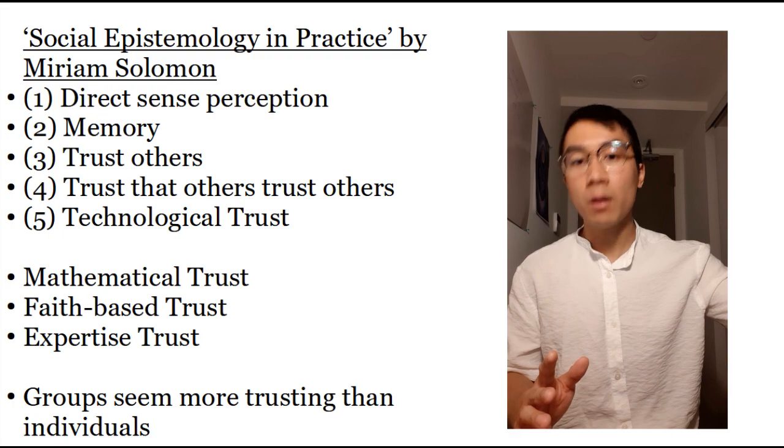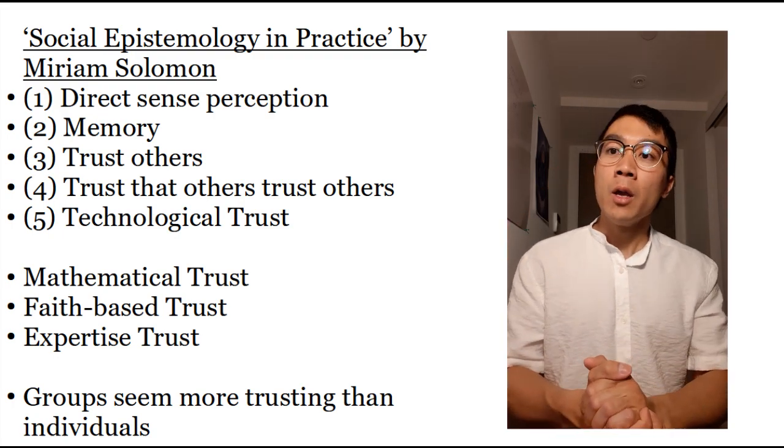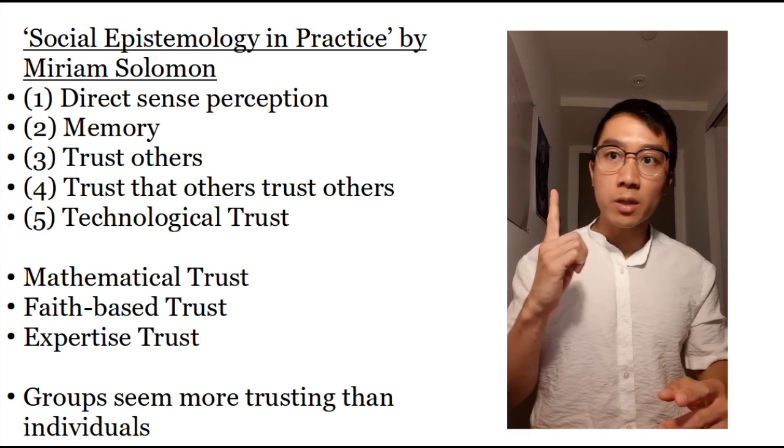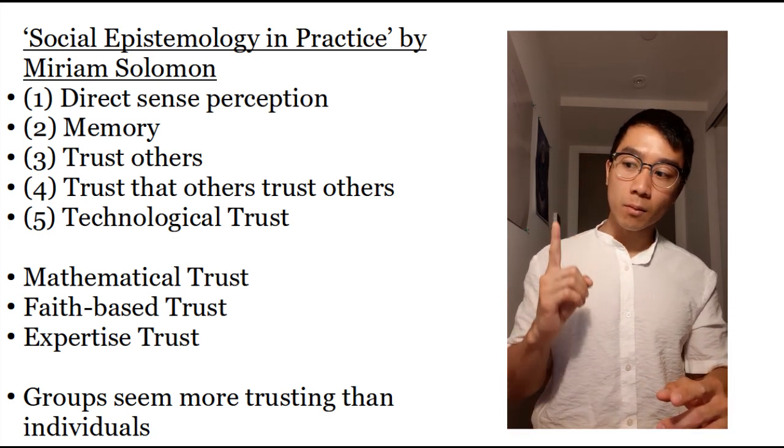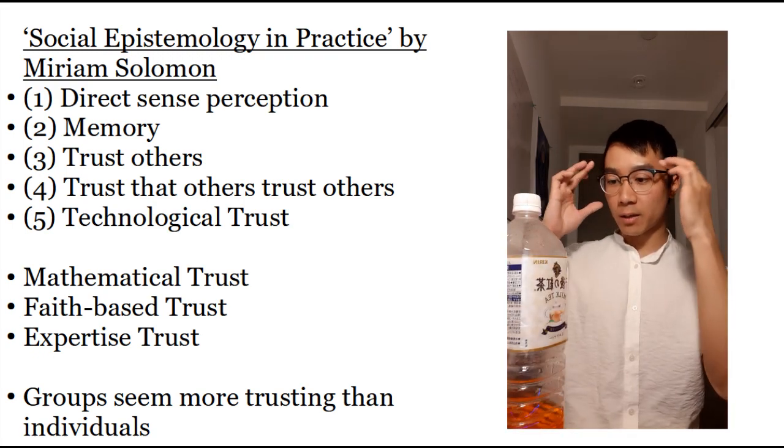Whether there's a cup in front of me, whether or not redshift is a phenomenon happening, an astrophysical phenomenon, you need to go through the following process. First is direct sense perception. Okay, so to know that there is a water bottle in front of me, I have to use the evidence of my eyeballs, right?